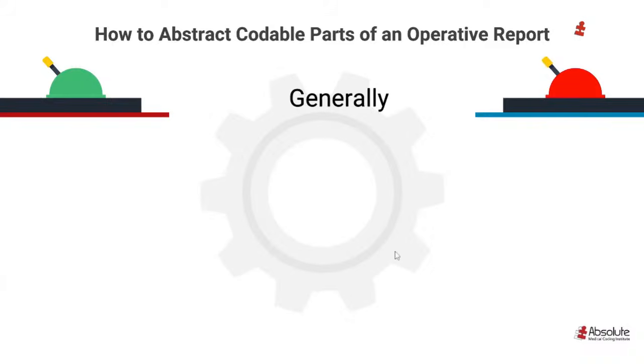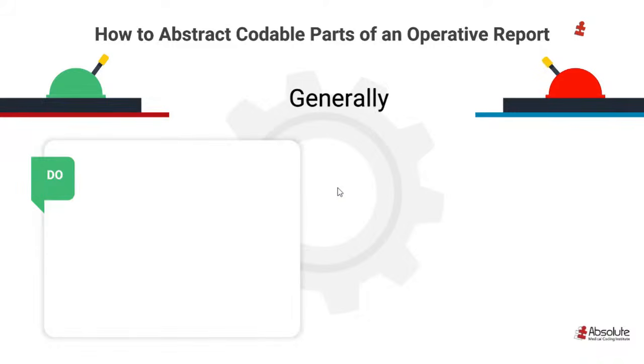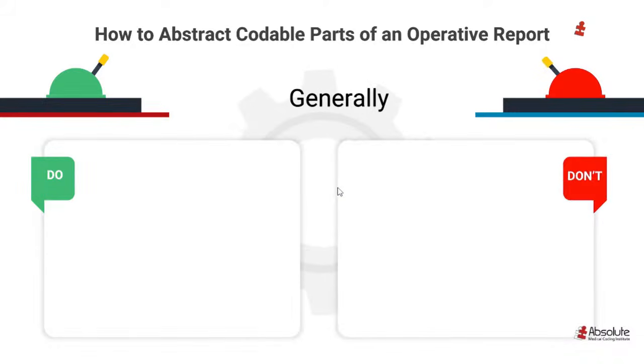Now, let's go ahead and talk about how to abstract codable parts of an operative report. We're going to talk about the do's and don'ts. What is codable? What is not? Generally, when I say generally, and I give you three small items, these are things that you can just remember.